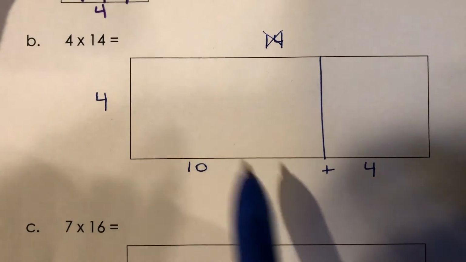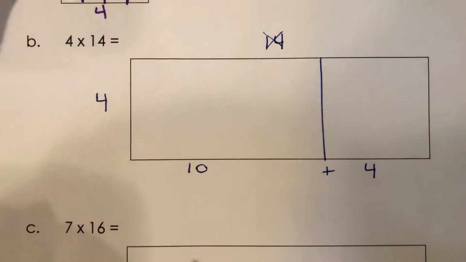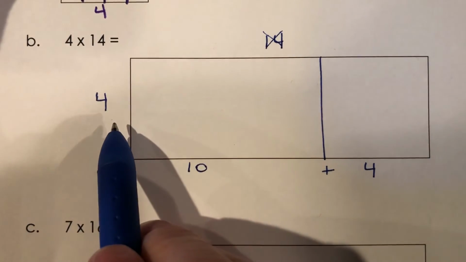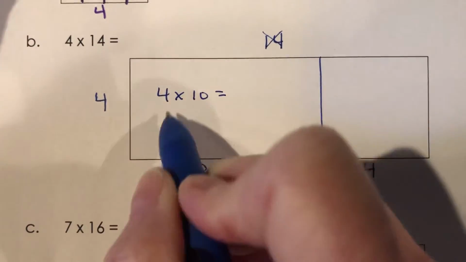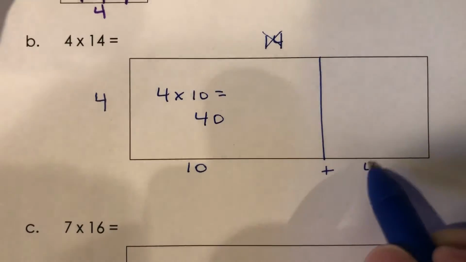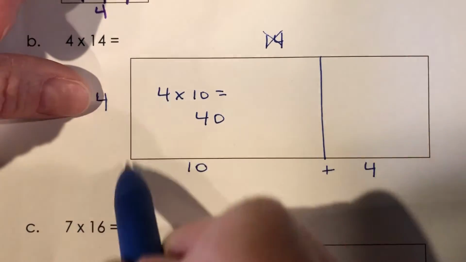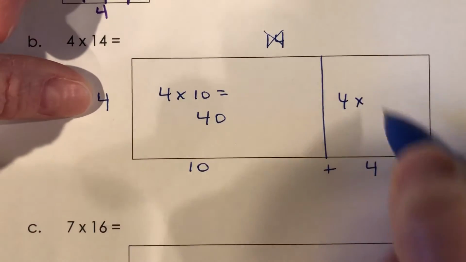And now what we can do to find out what 4 times 14 is, you can do what you had done in your head before. 4 times 10, and we know that that is 40. And then to figure out this one, I would do this 4 times 4.